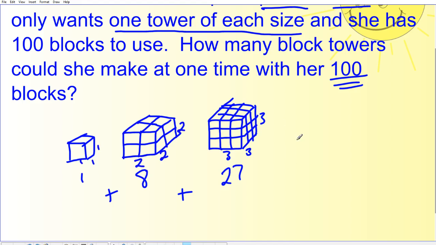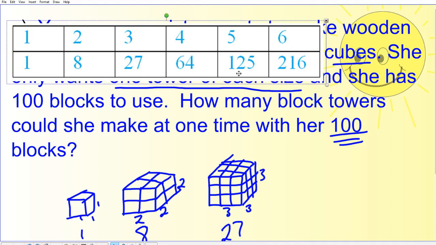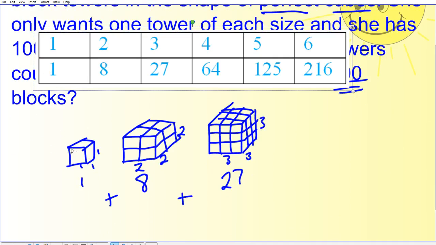4 on each side. Now, I don't know if you've seen the pattern that's happening here, this 1, 8, 27. That looks very familiar and very much like this. 1 cube takes 1 block. A block with 2 on each side, 2, 2, 2, is made of 8 blocks. A cube tower with 3 blocks on each side, 3 times 3 times 3, is 27.